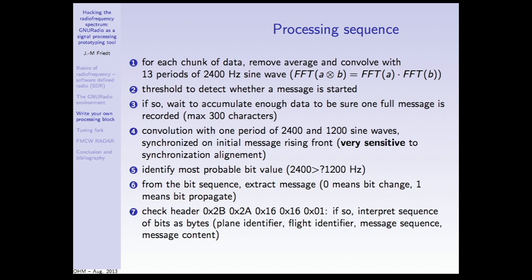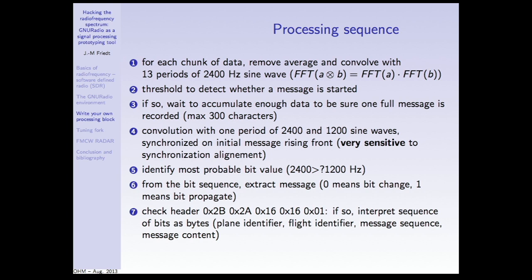By doing so, we know that we are going to start a convolution at the beginning of this message in order to search for the 2,400 and 1,200 hertz sine waves, which are going to tell us whether we have bit one or bit zero. So we identify the most probable bit value, and having done so, we extract the bit sequence. From the bit sequence, we generate the byte sequence. As I told you before, zero means a bit change, one means no bit change. So if you have a single error, then your whole stream is erroneous.